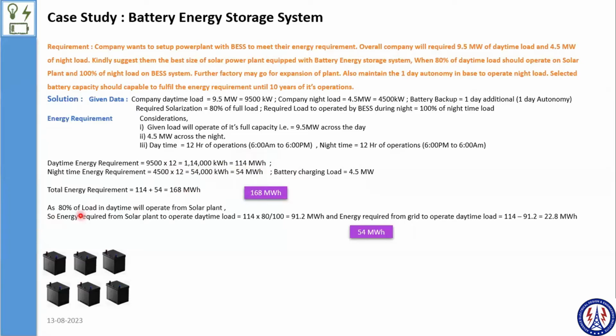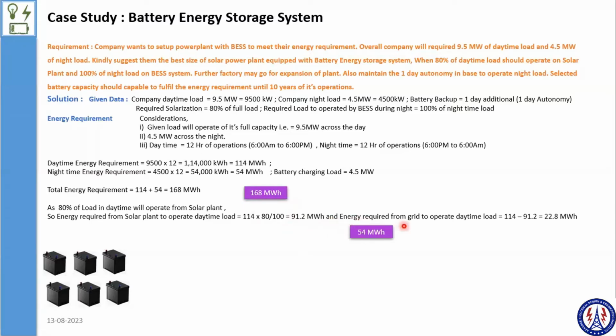Now, as 80% of the daytime load is going to operate on the solar plant, how much energy does your solar power plant need to generate to operate the daytime load? 80% of the daytime total need, right? Yes. So 91.2 megawatt hour.